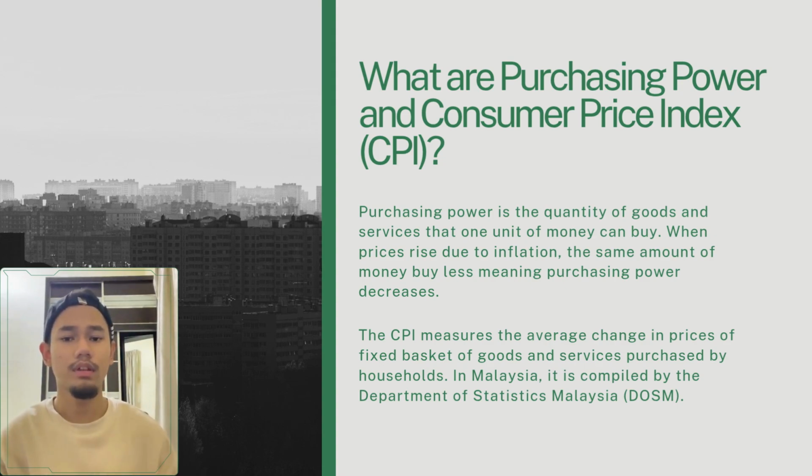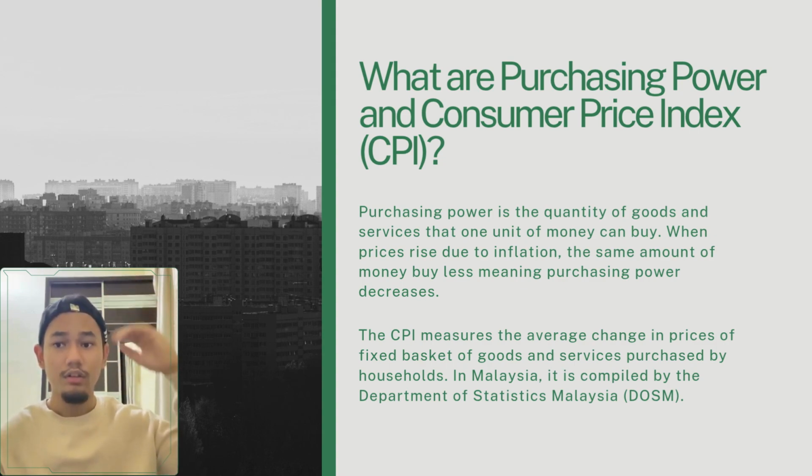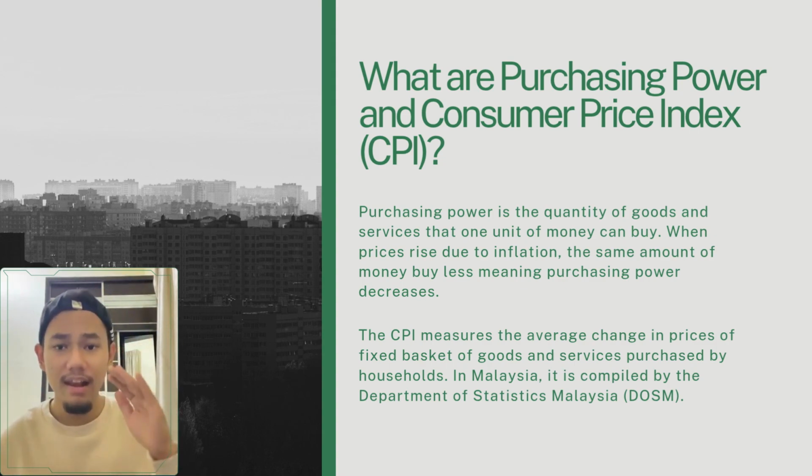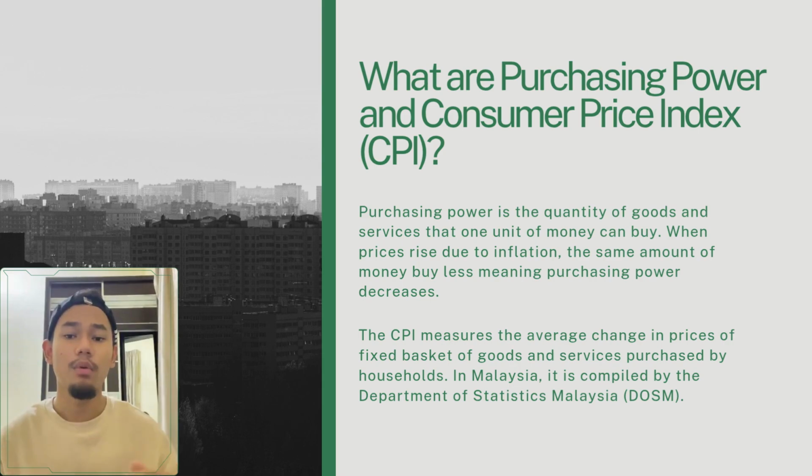Now, I'll be talking about what purchasing power and consumer price index, which is known as CPI, are. Purchasing power is the quantity of goods and services that one unit of money can buy. When prices rise due to inflation, the same amount of money buys less, meaning purchasing power decreases.